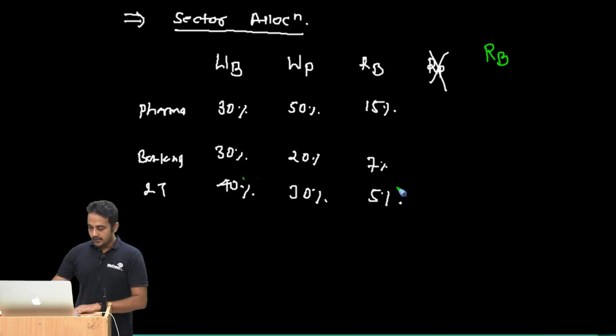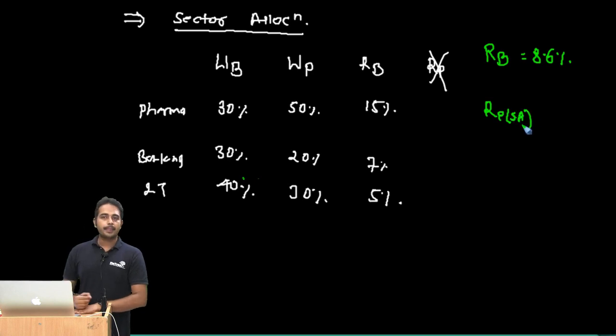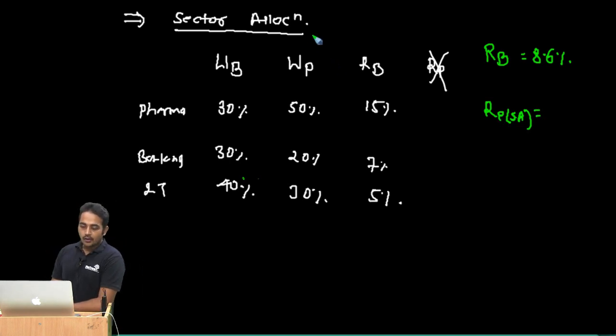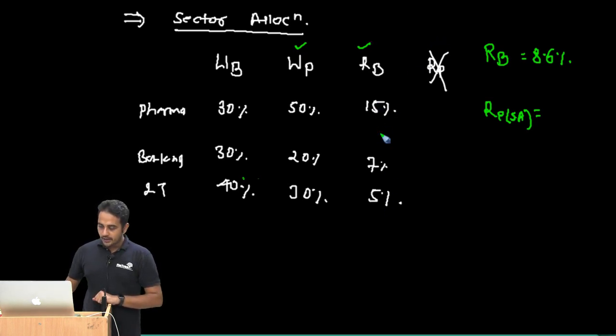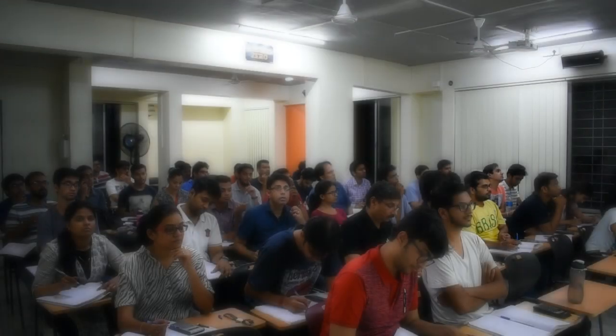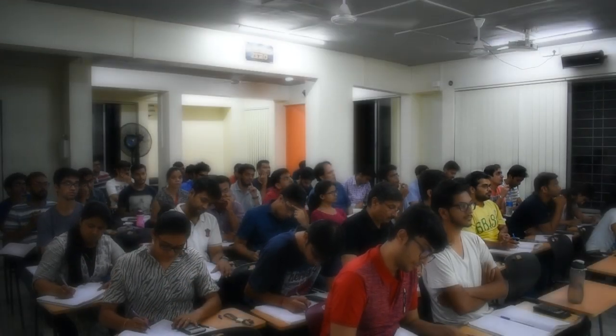So your return on benchmark is 30 into 15, 30 into 7, 40 into 5. Guys, are we okay here? So that number will come out to be 8.6%. And this time I will calculate return on the portfolio for sector allocation strategy. So return on the portfolio would be calculated as weight on the portfolio but return on the benchmark. So the assumption is, if the fund manager was allowed only for sector allocation and not for security selection, then the return on his securities would have been the same but the weights would have been different, correct? So we are kind of isolating the effect of that sector allocation. Should I repeat this again?